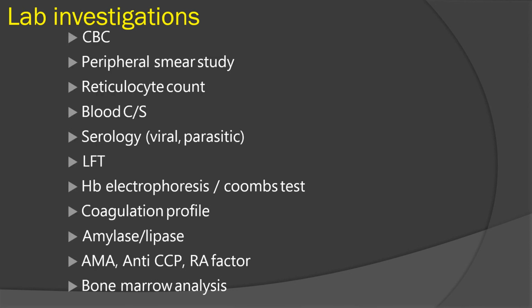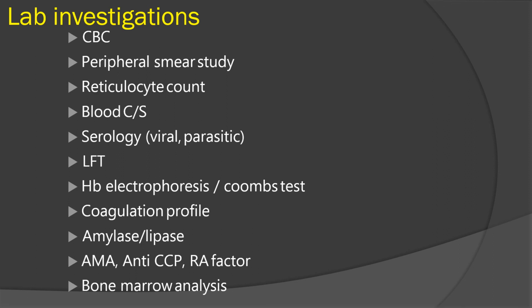Coming to lab investigations: complete blood picture, peripheral blood smear, reticulocyte count. This will give an idea whether it is splenomegaly due to hemolytic anemia or other causes. Blood culture and sensitivity to see the sepsis or the organisms which can lead to splenomegaly. Serology to look for various infectious etiologies which are causing splenomegaly.